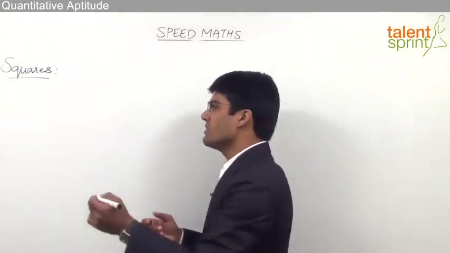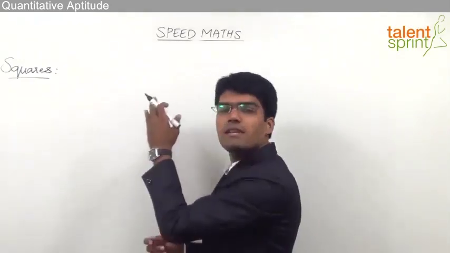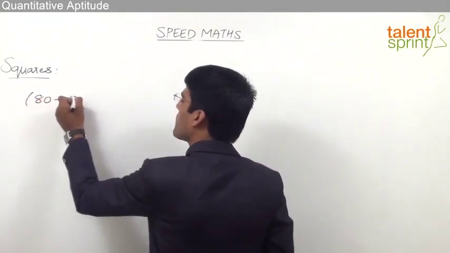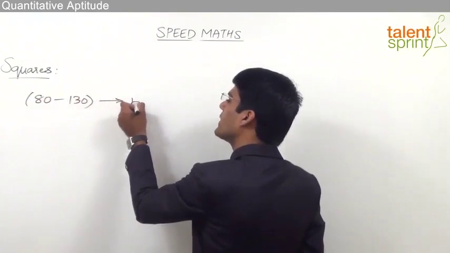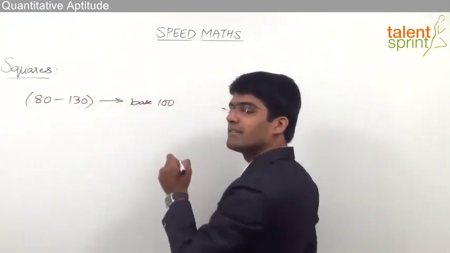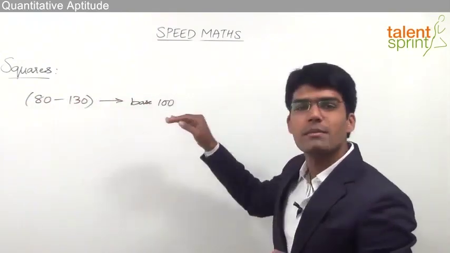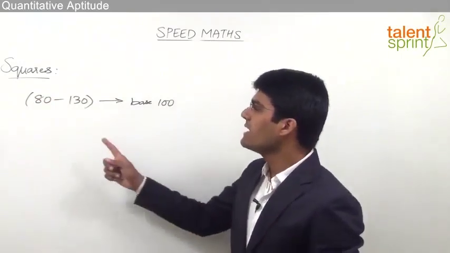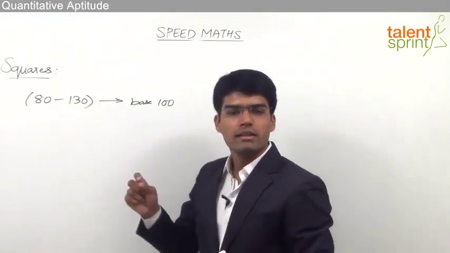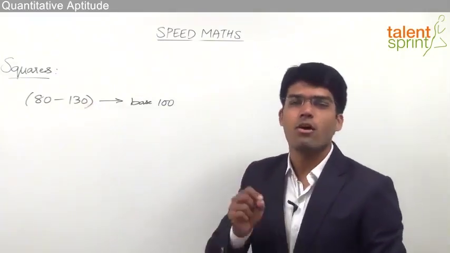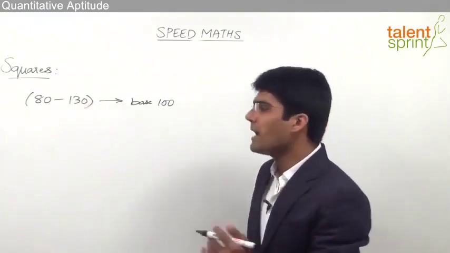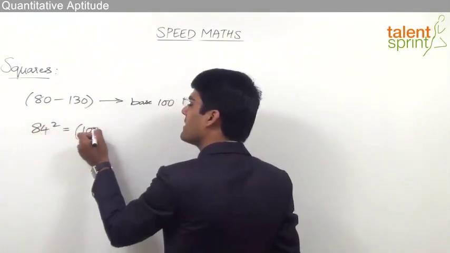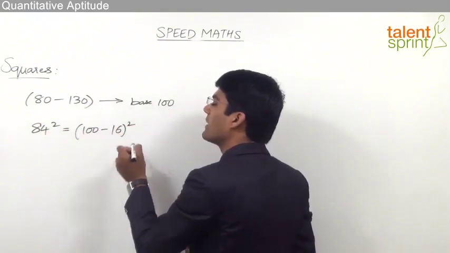Now the point to be understood here is, like from 30 to 80 we have taken the base as 50, for squares from 80 to 130 you can take the base as 100. So let's see what happens when we take the base as 100. That means when we fix the first term as 100, any number from 80 to 130 should be taken as 100 plus x or 100 minus x. For example, 84 squared can be taken as 100 minus 16 whole square.